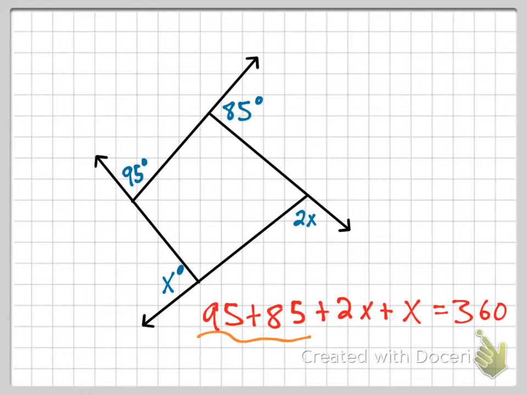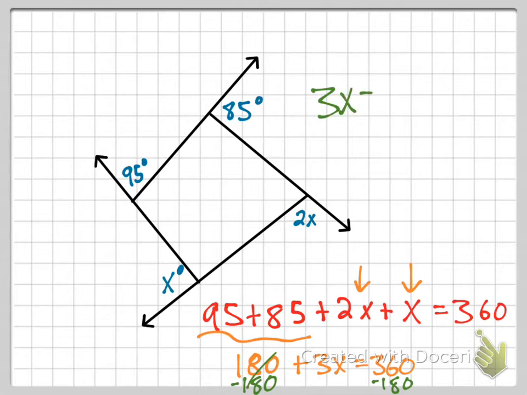I first start by combining the like terms. 95 plus 85, that's 180. And then 2x plus 1x, that's 3x, is equal to 360. I subtract 180 from both sides. I get 3x by itself.